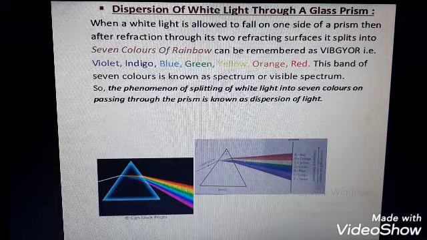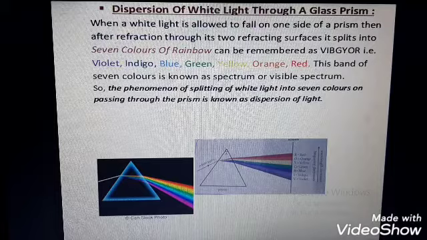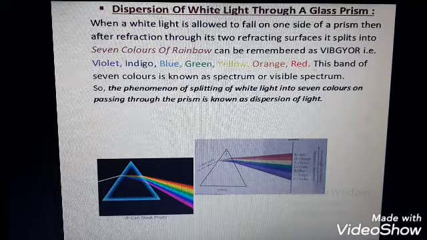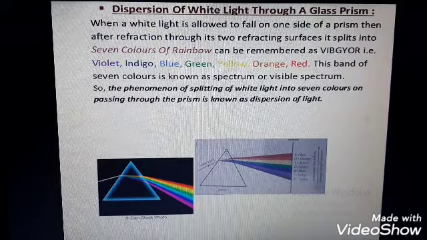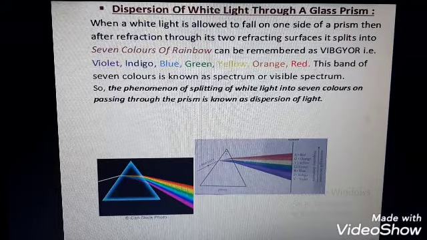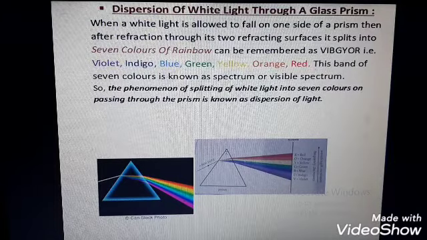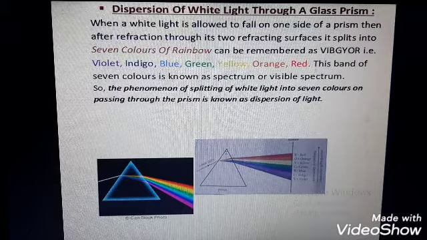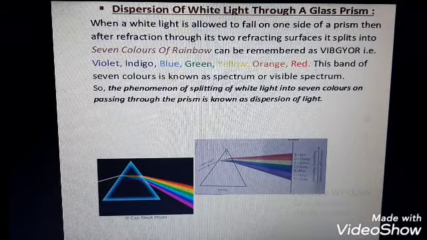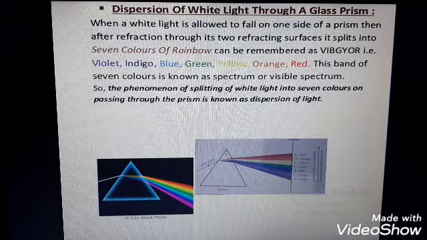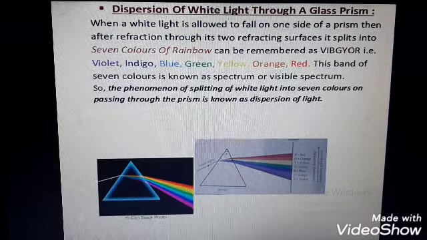That means they both are directly proportional to each other. What? Lambda, that means wavelength, and the speed of the light. Speed and wavelength are directly proportional to each other. That is why red has greater speed as compared to violet. It has greater wavelength as compared to violet, but it has the least deviation, as you can see in the diagram. Okay.